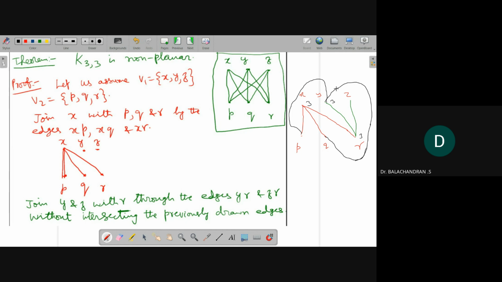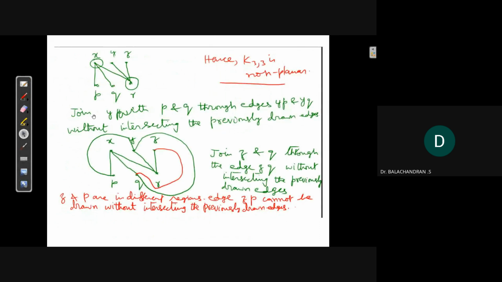Now I joined what? Y and P and what? Y and Q. So join Y with what? P and Q through the edges YP and what? YQ without intersecting the previously drawn edges. Next, join the Z and Q. Z and Q through the edge ZQ without intersecting the previously drawn edges.